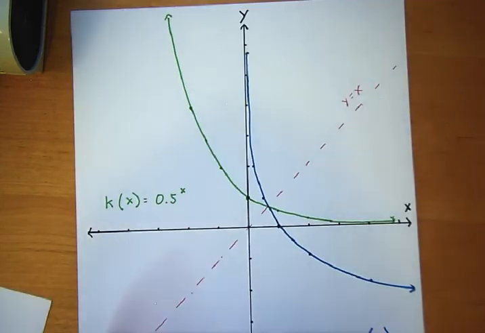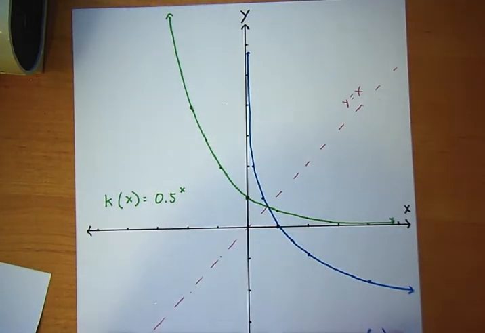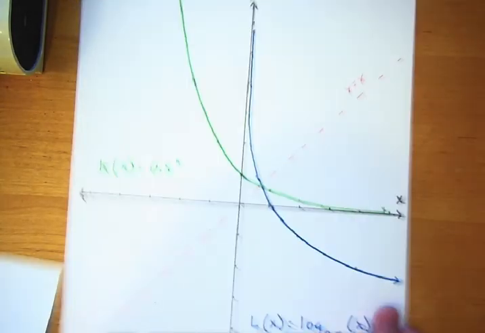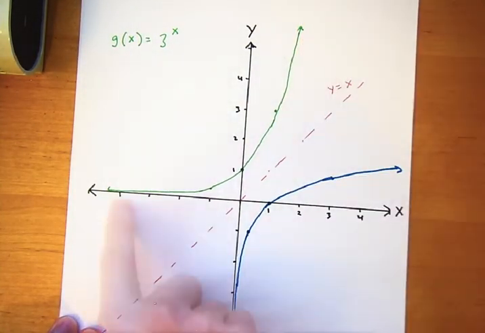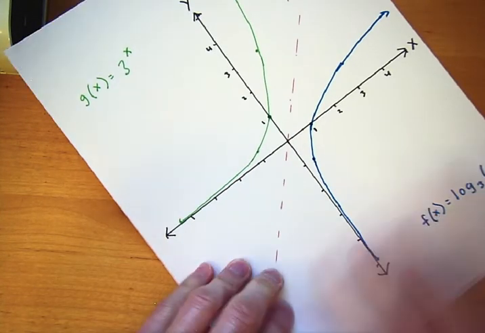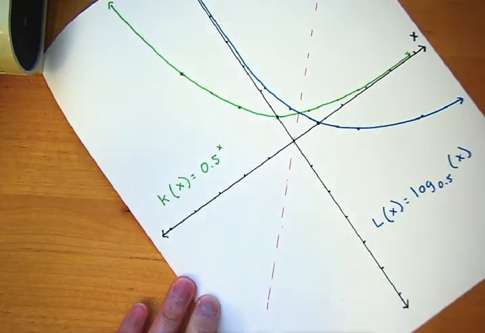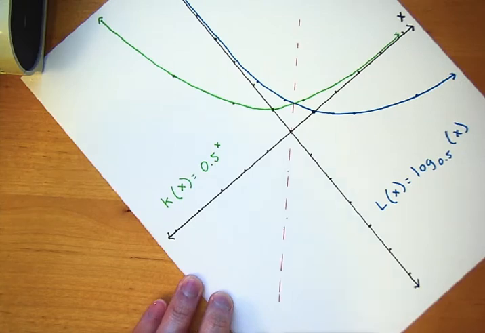Okay, so this is exponential decay, and the log, the inverse of that. This is what exponential growth looks like, and the log that is the inverse of that. For both of these, they're reflected over the y equal x line. The two sides should look the same, the left and the right side.